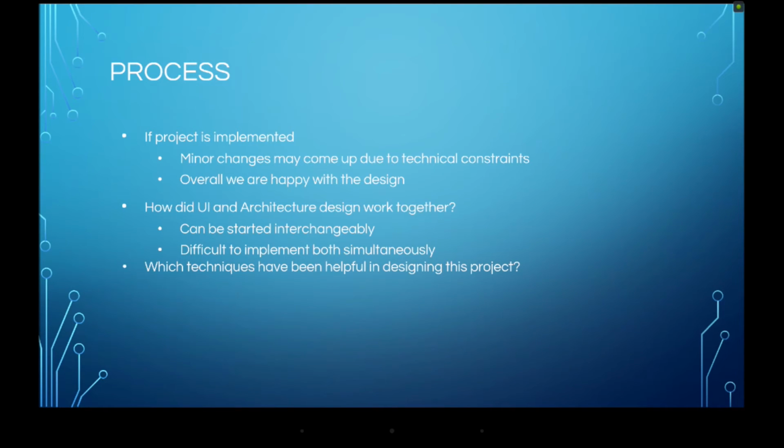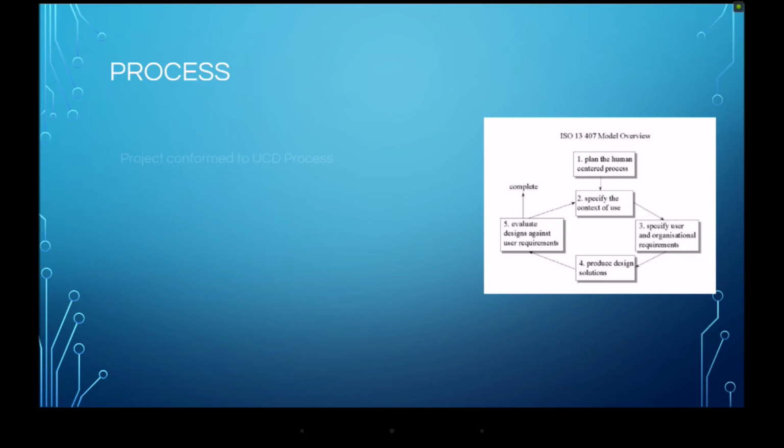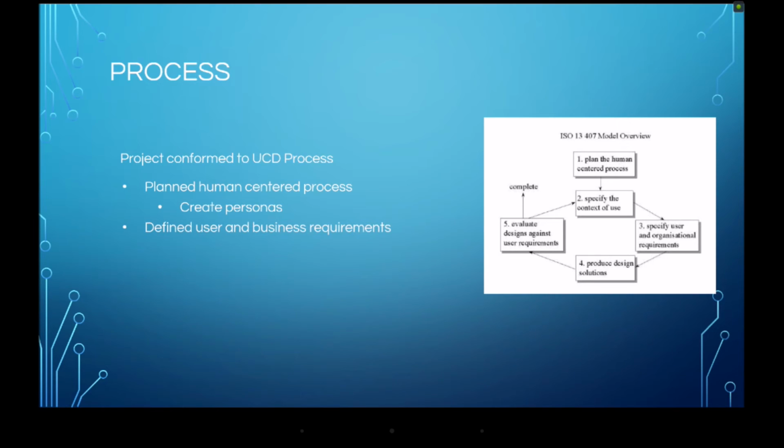The techniques we found very helpful in designing this project were UCD, prototyping, and personas. And how did our project conform to the UCD process? Well, we planned our human-centered process by creating personas and then defined the user and business requirements, produced design prototypes first with sketches and then with pencil prototypes, and then evaluated the designs against requirements and iterated 2 more times after that.